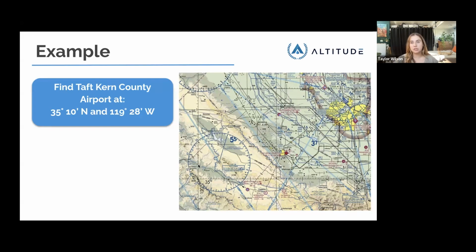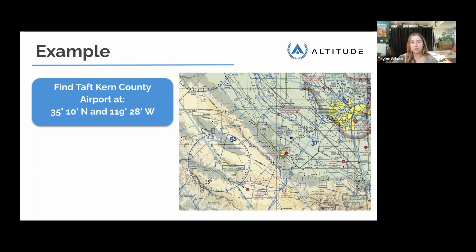Now it's even easier to identify 10 minutes because they're identified by this longer tick mark here. So it's really easy. We've got 35 degrees north here. We know this quadrant accounts for 30 minutes. Now we have 10 minutes, 20 minutes, and then there's 30. It's just a really quick and easy way to identify 10-minute intervals because that tick mark is longer.